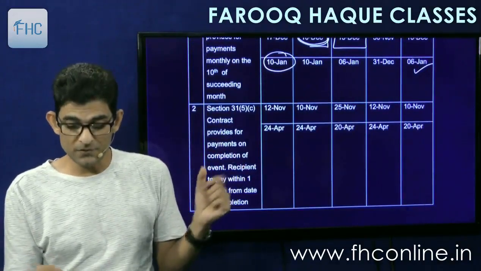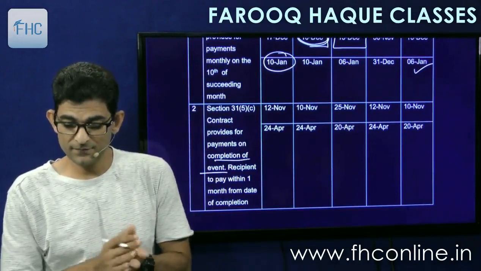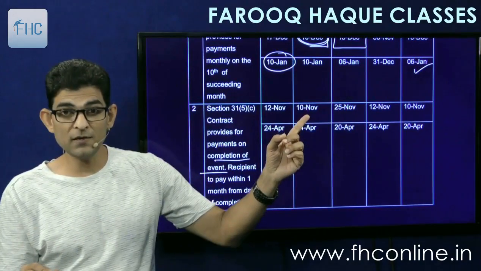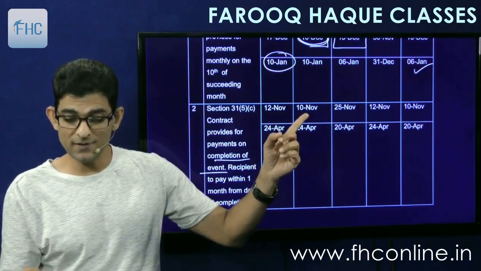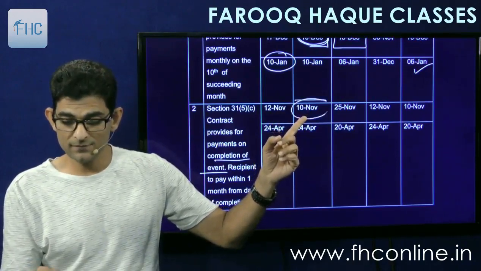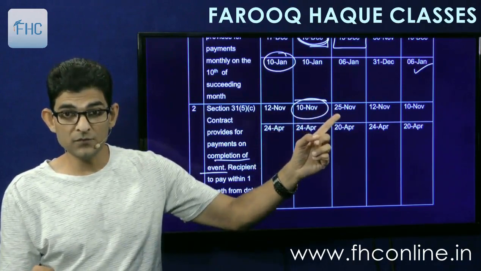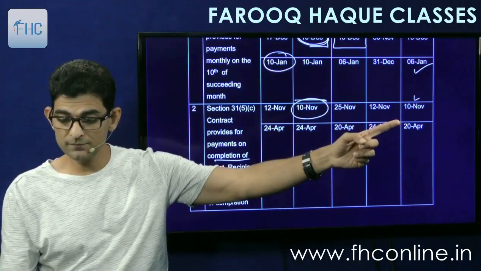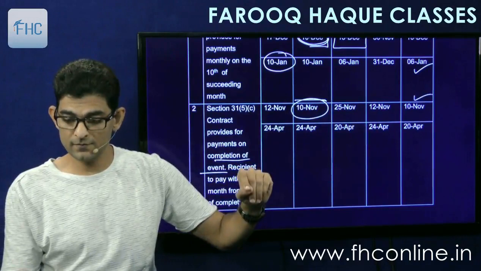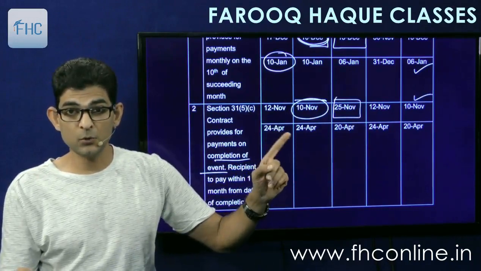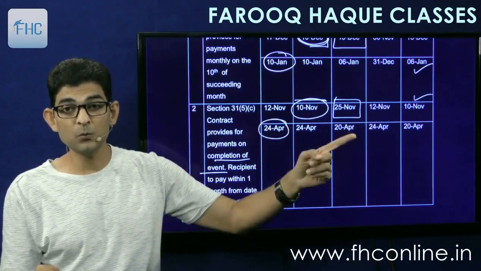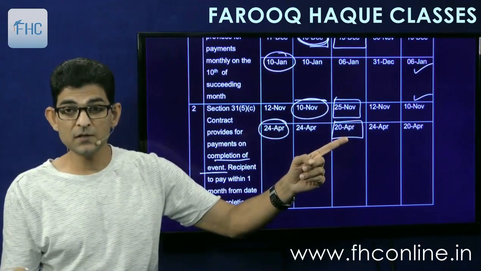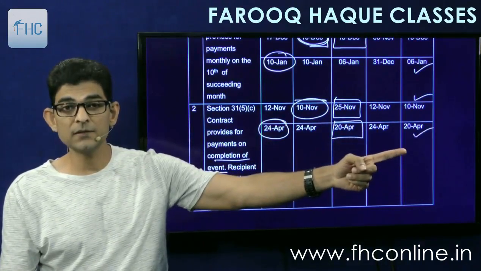And then this is on completion of event basis. So the event is completed on 10 November. You should have issued the invoice on 10th, but you did not. So we'll take 10th and compare it with 25th. So 10th. Second, 24th April, 24th April, very good. So we'll take 24th. Compare it with 20th, the date of receipt. Whichever is earlier, 20th.